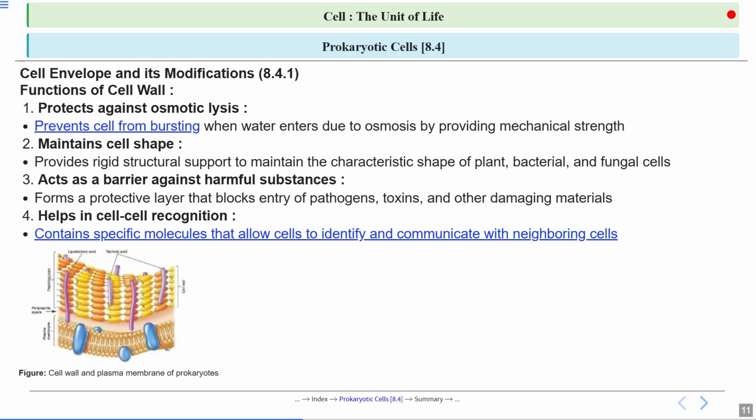So here you can see the image we have discussed. This is the image showing the cell wall and plasma membrane of the prokaryotes. Below you can see the innermost layer, the plasma membrane. Then the middle layer is the cell wall, which is made up of peptidoglycan.